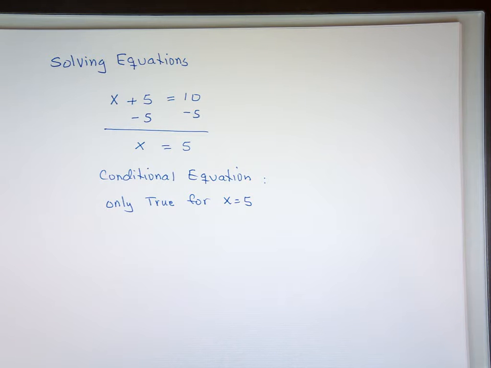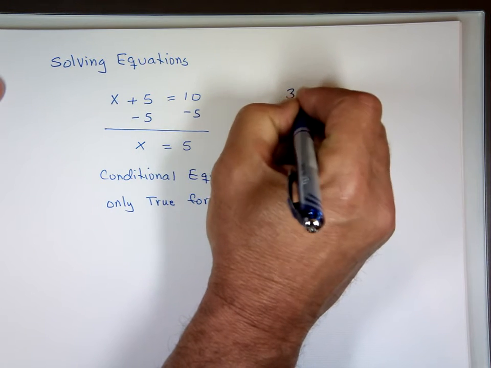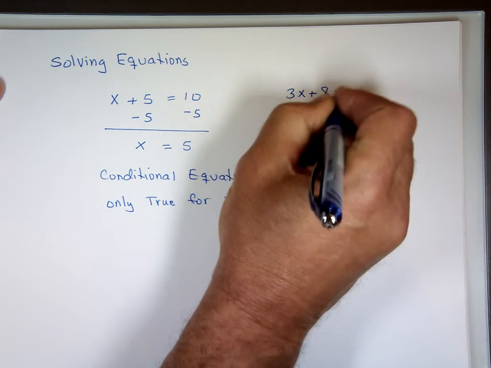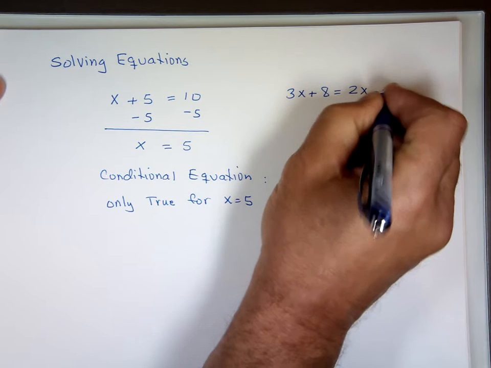Some of them are called identities. It's good for any value of x. Doesn't matter what you pick for x. So I'm going to stay with conditional equations for now. Do more. Make the problem a little bit bigger maybe. 3x plus 8 equals 2x minus 7.